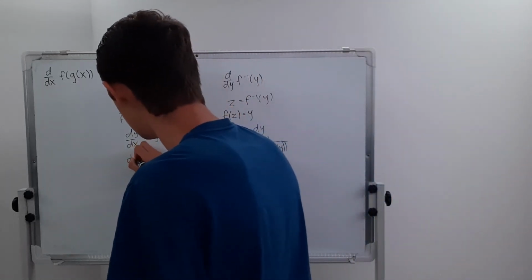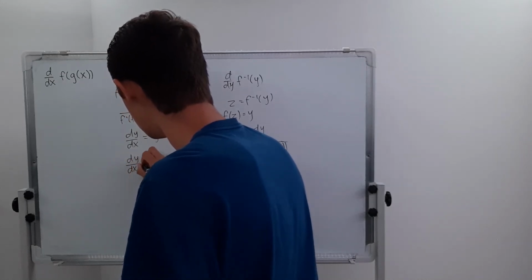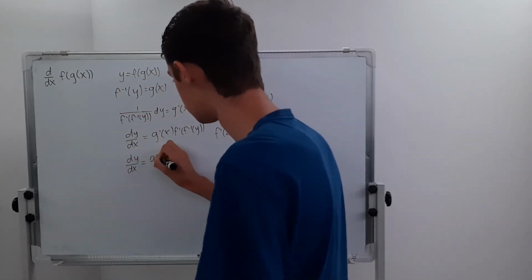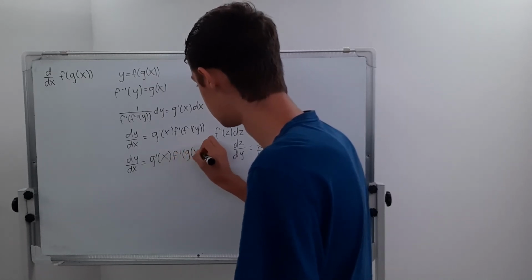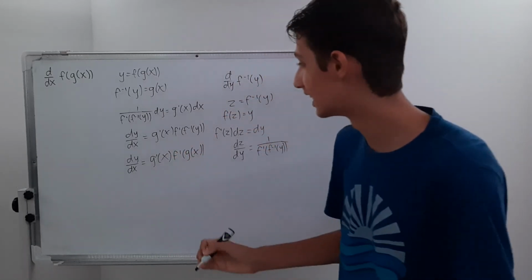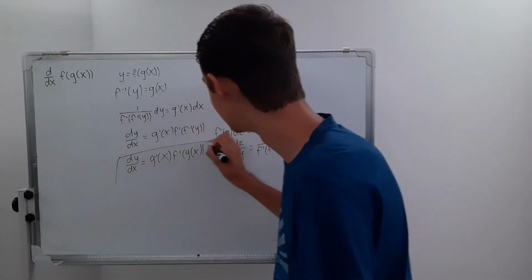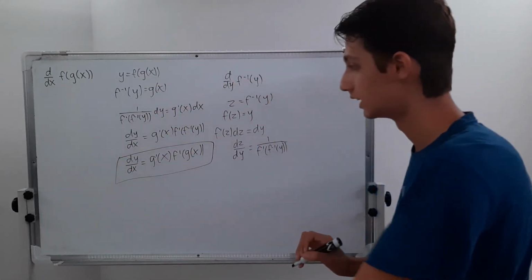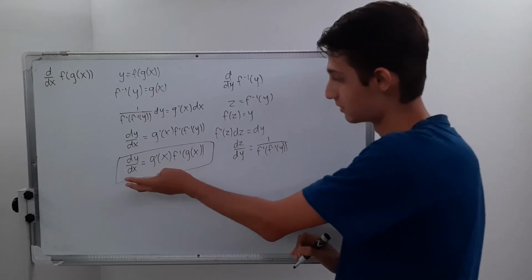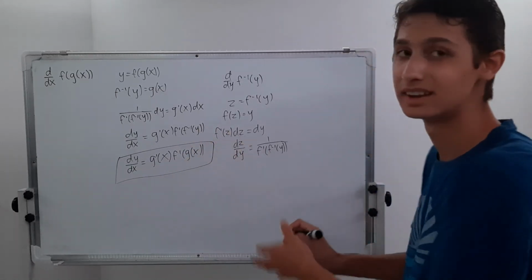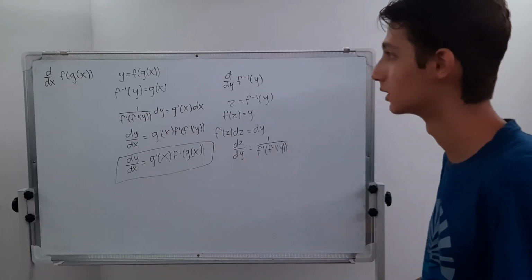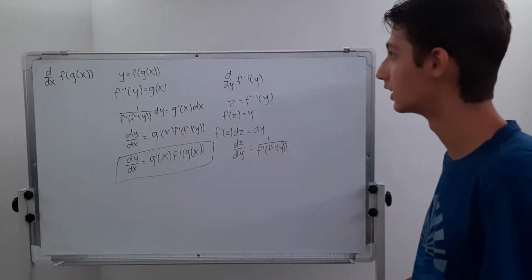So at the end, we get dy dx being equal to g prime of x times f prime of g of x. And that's it. That is our chain rule. Very, very straightforward. It's just g prime of x times f prime of g of x. That's how we get it. All we need to do is use implicit differentiation, and it's very easy.